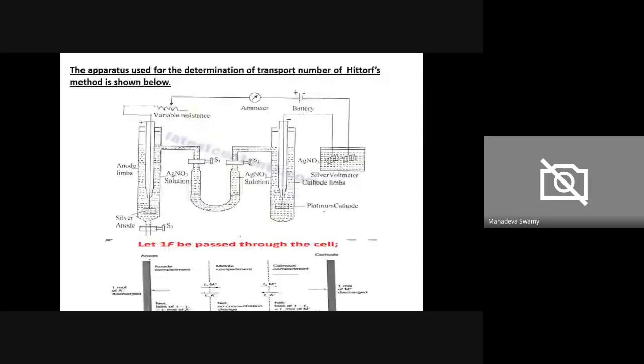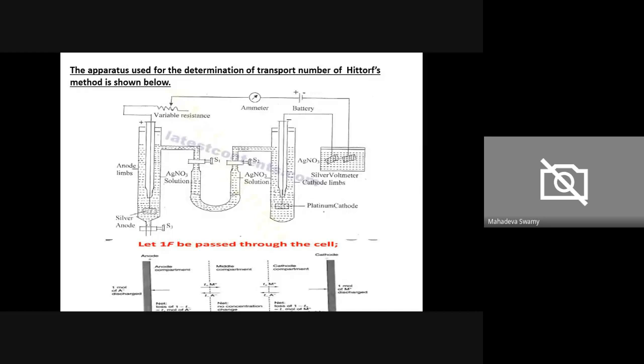After that, the cation is moving toward the cathode. Then a similar number of ions discharge, but in the center compartment, the middle compartment, there is no variation in the concentration. Equilibrium is established. It will stand as it is. So how are you going to determine this transport number with the help of Hittorf's method?